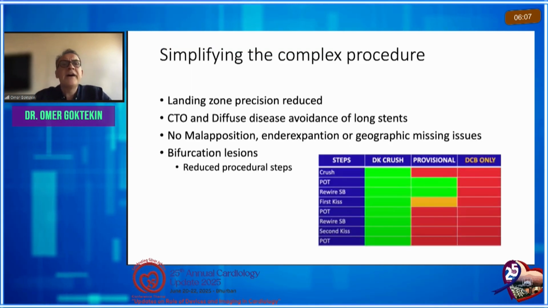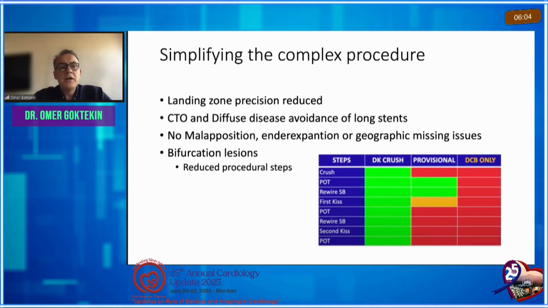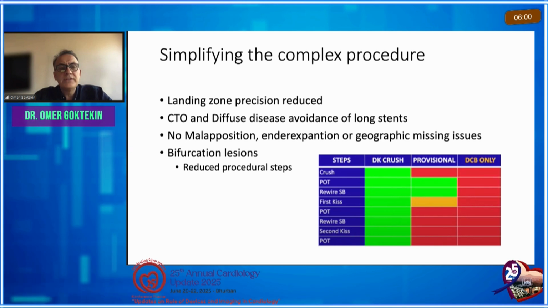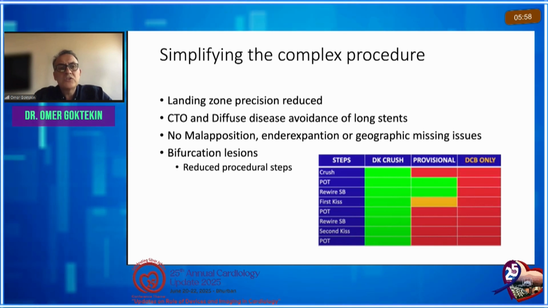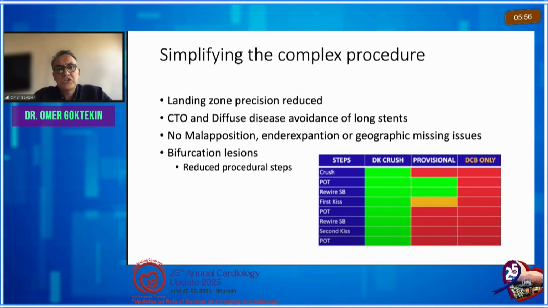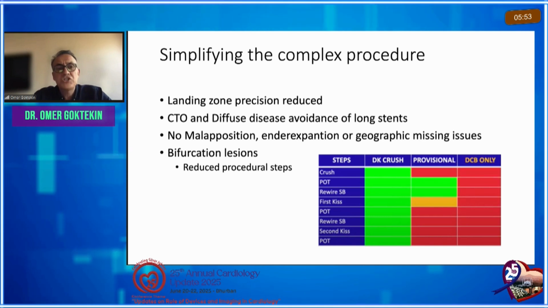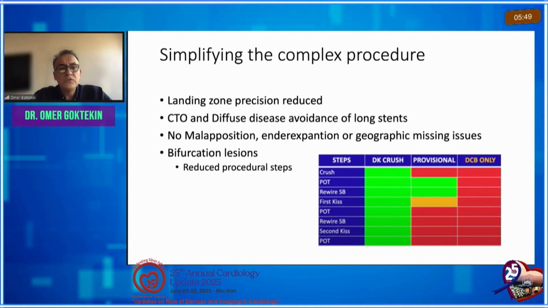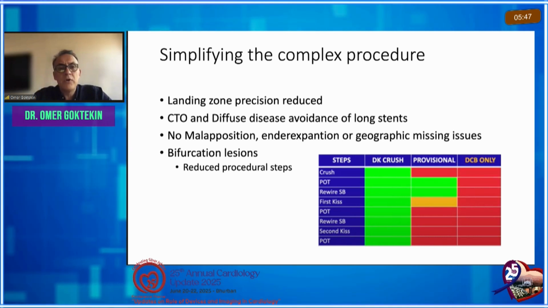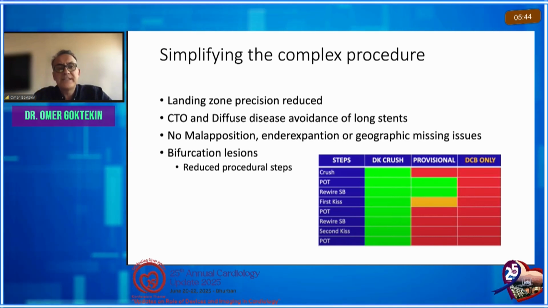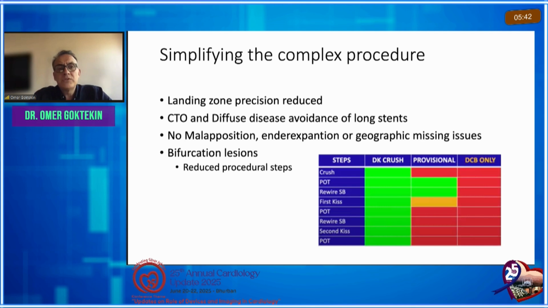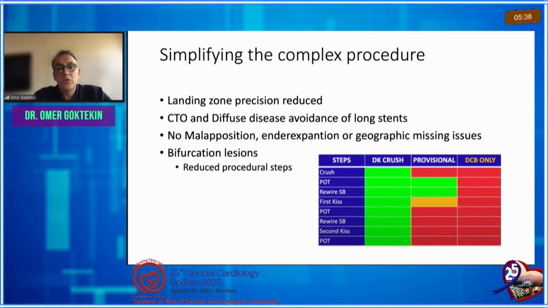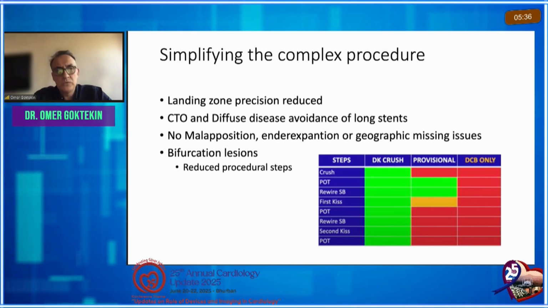It also simplifies the complex procedure. Then we don't have that much landing zone issues, right? Because there will be no stent, there will be no landing zone issues. This is very important, actually, to reduce edge restenosis. And in patients with CTO or diffuse disease, we could avoid long stents, and there will be no malapposition issues or under-expansion, especially in calcification or geographic miss issues.